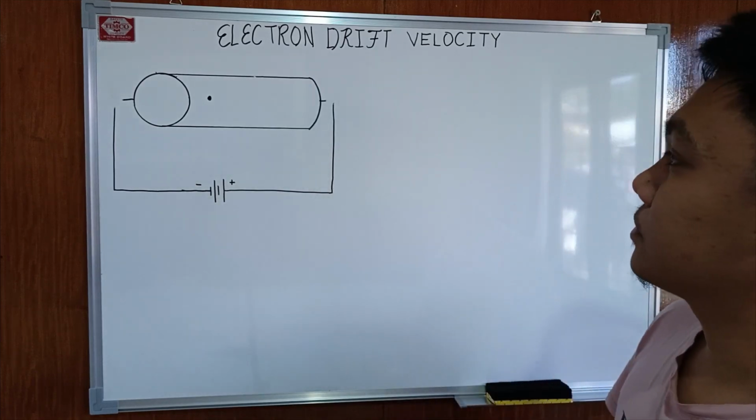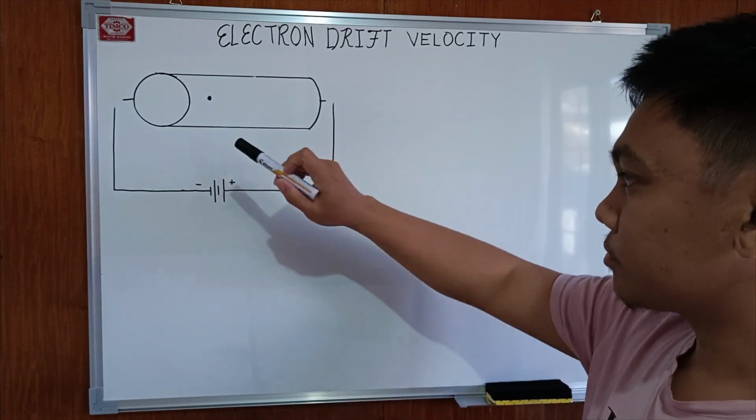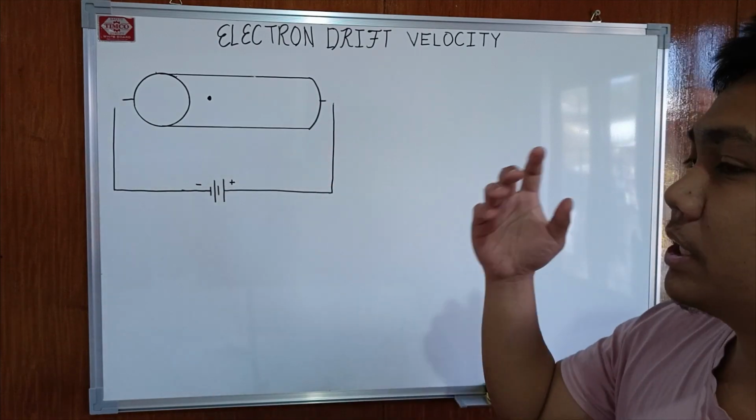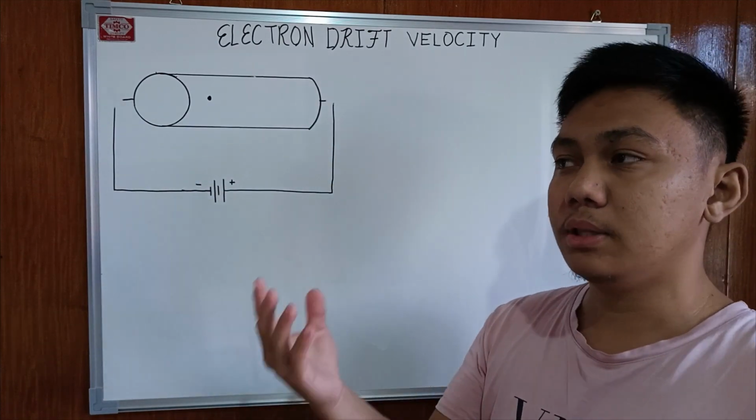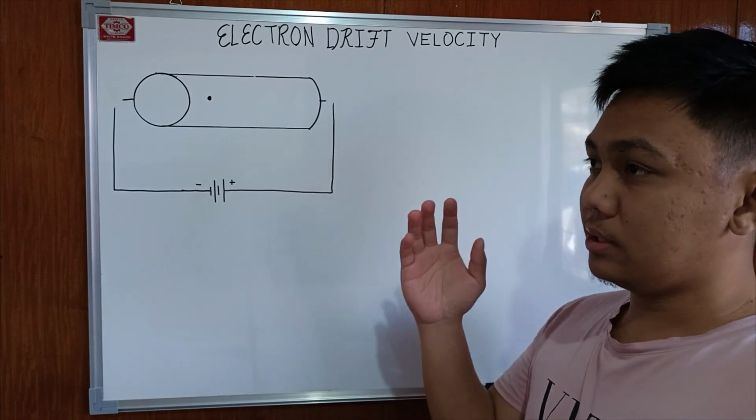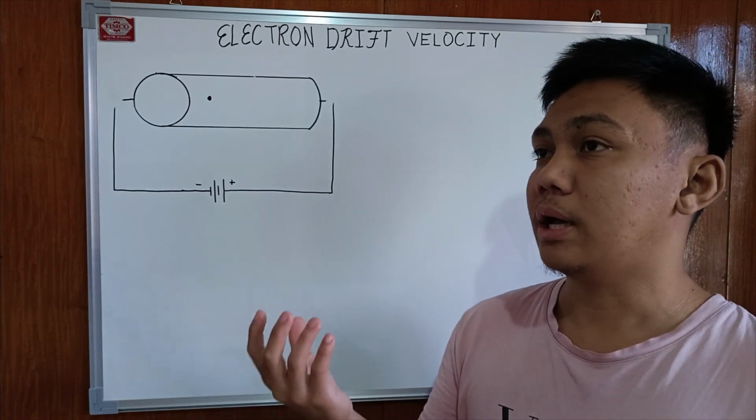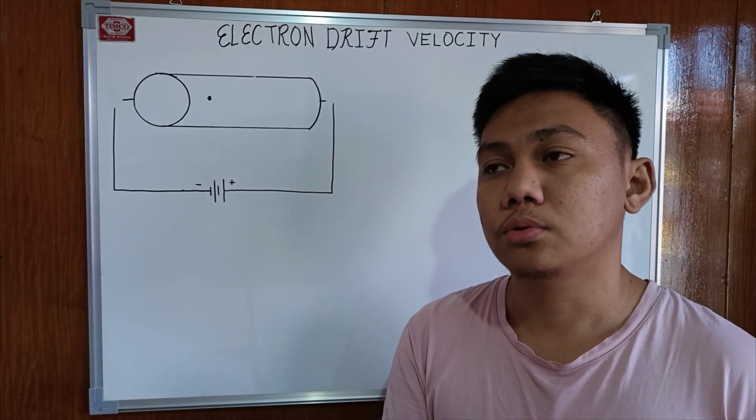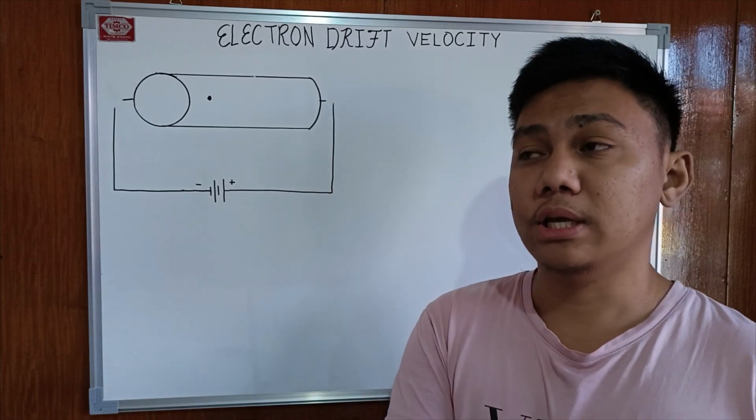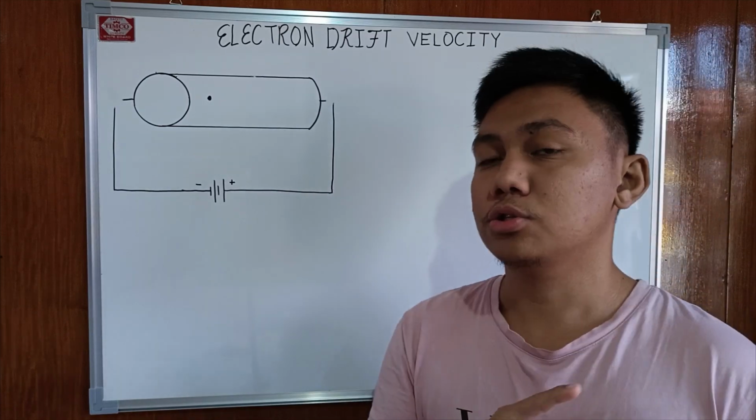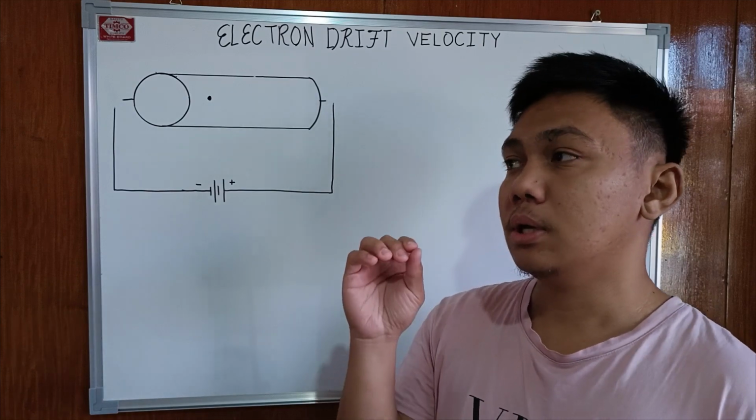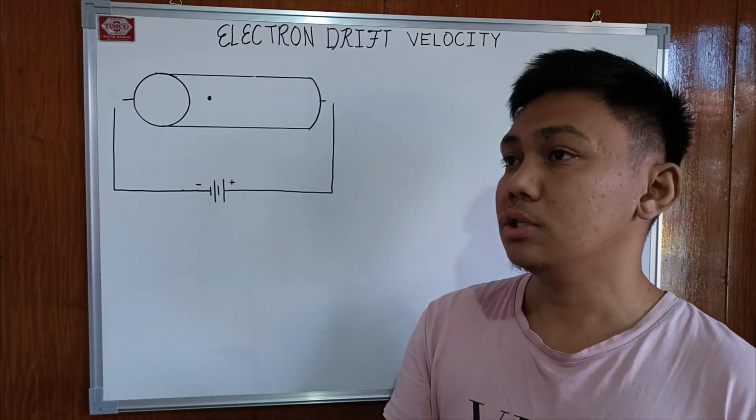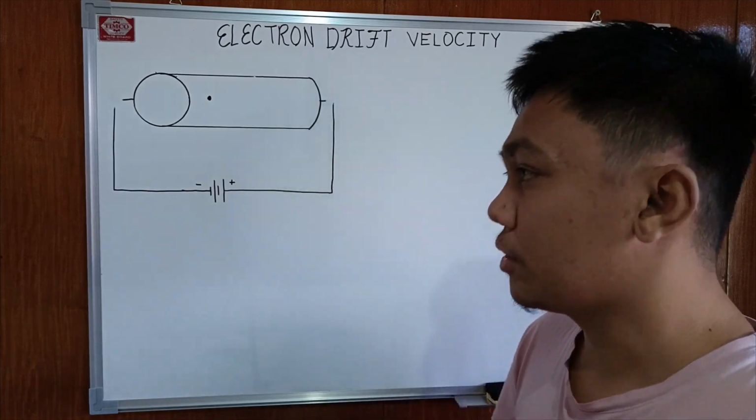So, let's start. Let's say meron tayong conductor. Inside our conductor daw, marami tayong free electrons. And these free electrons tend to collide with other particles such as ions. Each free electron moves randomly and their average velocity is equal to 0.